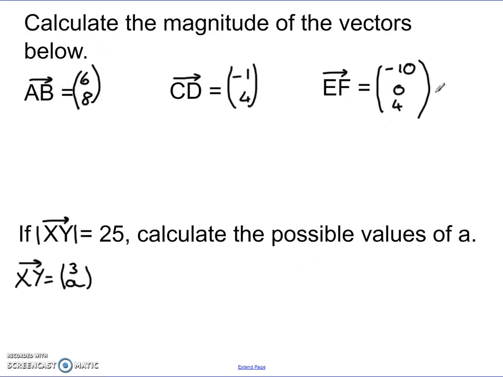So I'm going to show you a couple examples of this. I want to calculate the magnitude of each of these vectors here, so that should be a fairly straightforward calculation. Then this one is calculating a component of a vector from its magnitude, so a slightly different variation on it.